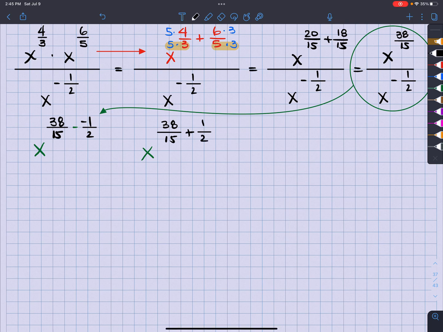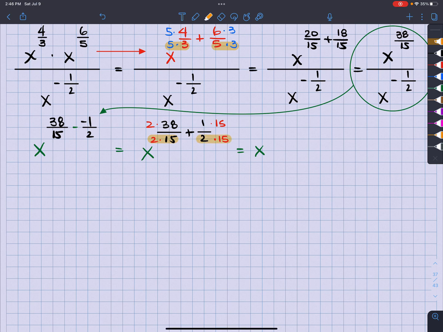So what do I need to do to add or subtract fractions? I'm going to need a common denominator. So this is going to require a 15, and this is going to require a 2. So what I'm going to have here is that this is going to equal x raised to the, oh, let me check the denominator. That's 30. Woohoo. That's 30.